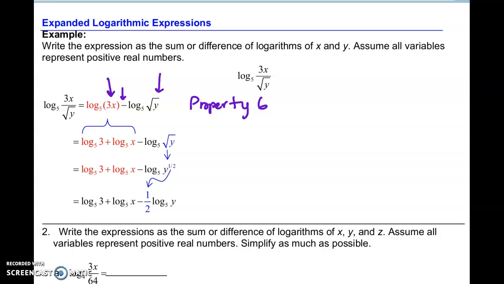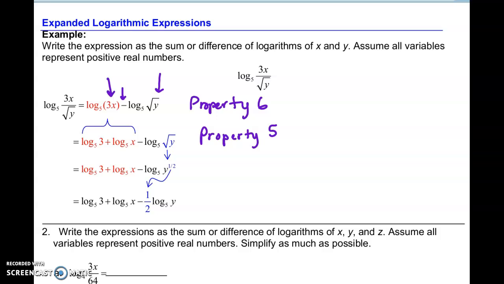Now they take just this red part here, and they say this is 3 times x. So 3 times x can be expanded further. You can expand it into log base 5 of 3 plus the log base 5 of x. So these 2 factors can be written with a plus sign in between, but each of them has to have the word log and the base of 5. This is an example of property 5, that multiplication.